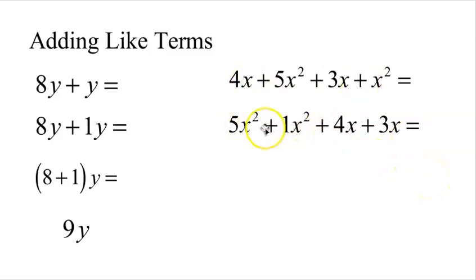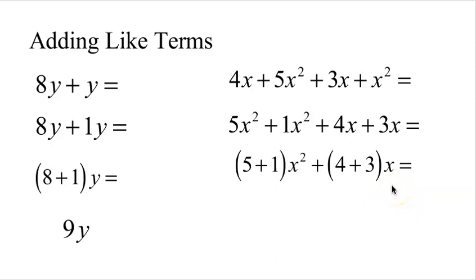So I can rewrite 5x squared plus 1x squared as 5 plus 1 times x squared. And I can rewrite 4x plus 3x as 4 plus 3 times x. So what does this have to be? 5 plus 1, 6x squared, plus 4 plus 3, 7x. So these are like terms. You can add them together if the variables are the same with the same powers.